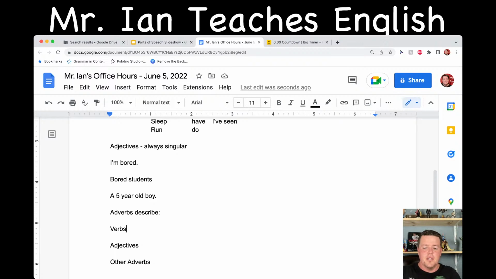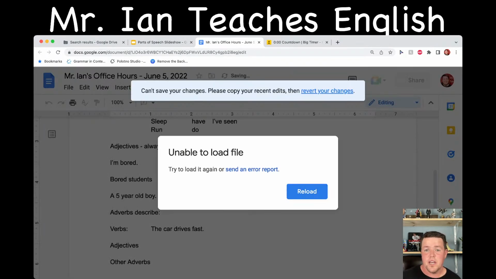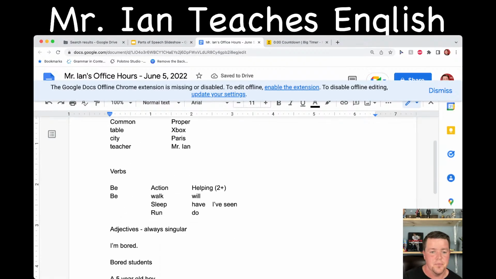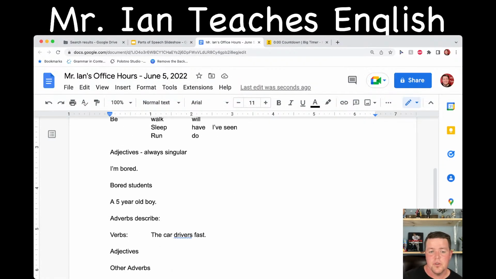All right. To describe a verb, we might say the car drives fast. And this is the most common way that we use adverbs. We use adverbs in order to describe verbs. So how did the car drive? It drove fast. All right.